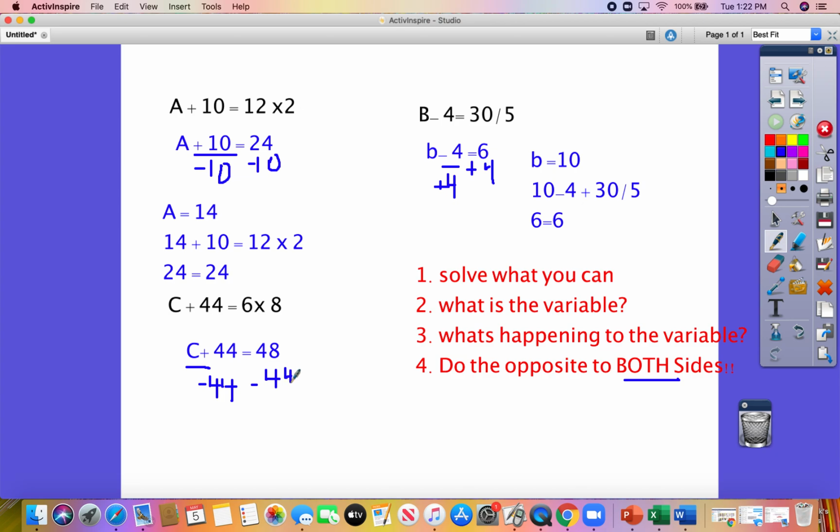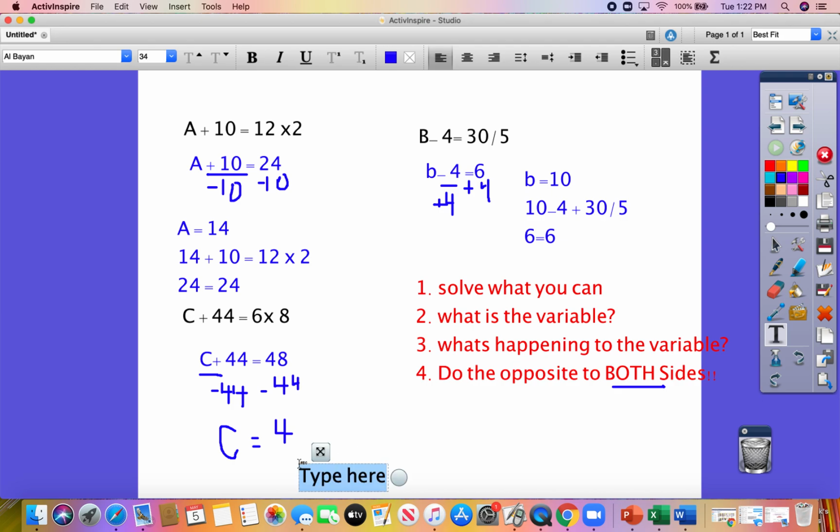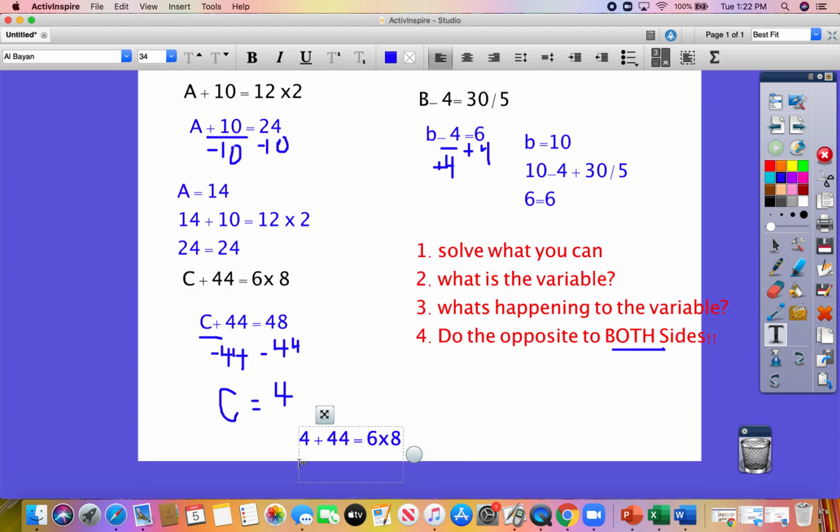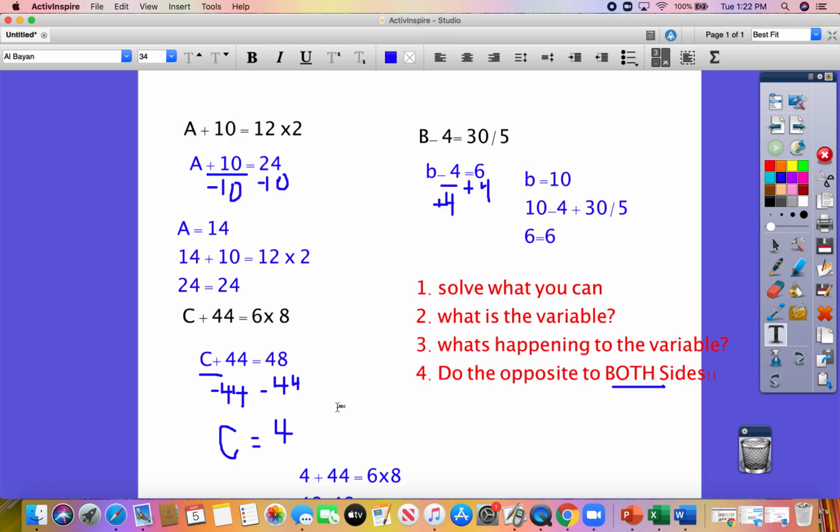44 minus 44 is 0, so that's why I just end up with the C. And 48 minus 44 is 4. And then, of course, I could pop it back in and make sure that I did it correct. 4 plus 44 equals 6 times 8. 48 does equal 48.